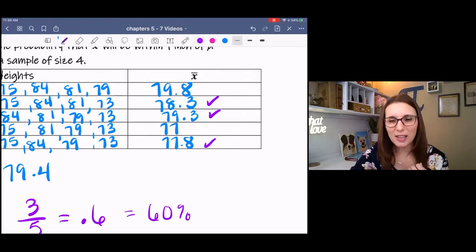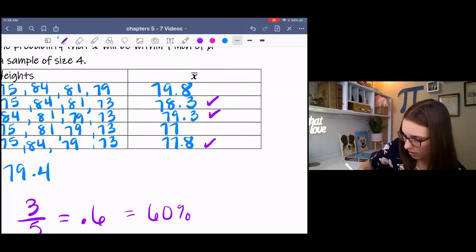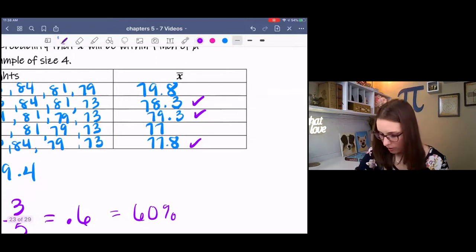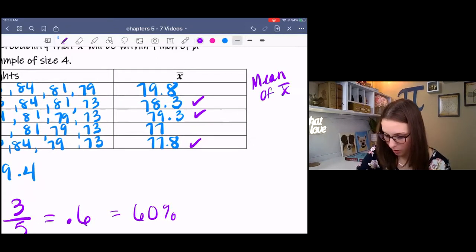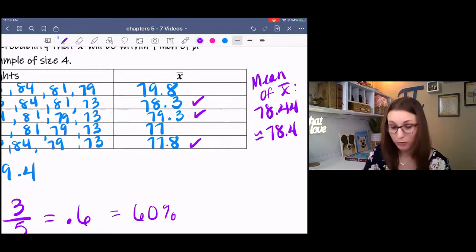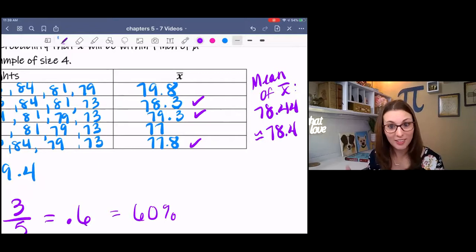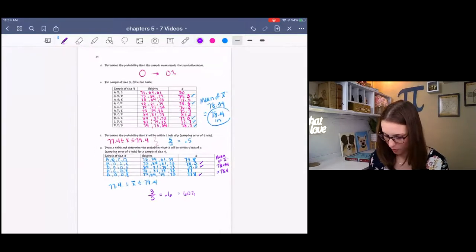Take a guess. What do you think it'll be? If you had to guess, what would you think it would be? Go ahead and find it and come back. I got the mean of X bar was 78.44, which, if we rounded, is 78.4. That's crazy to me. I love that. Okay, moving on.